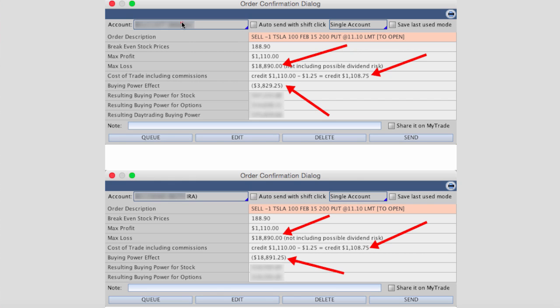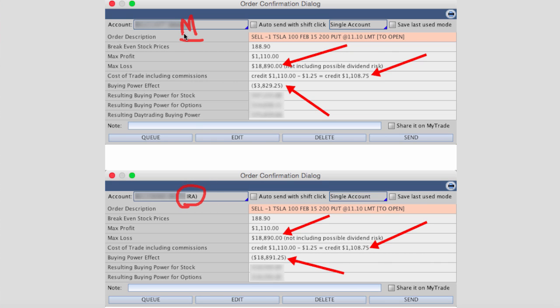So on the screen here, I have two different examples. This example up top is my margin trading account, and we did the exact same trade in both accounts so that you could see the differences between them. Down below, you can see it's the exact same order, it's just my IRA account. So now you have the differences between a cash account, which is an IRA or an individual retirement account, and a margin account.